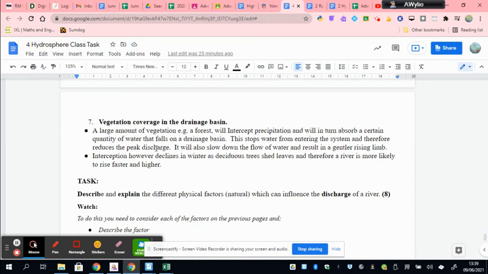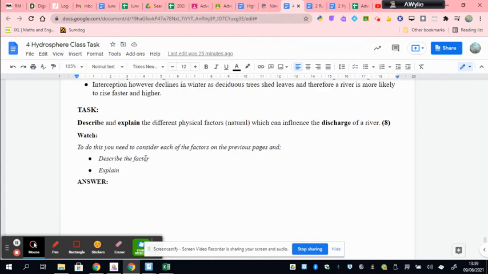Now you can have a quick little read of that or just continue to follow my lesson, because what we're going to be doing is answering this exam question. And as I go through each idea, you are going to want to describe the idea. So describe the physical factor which influences the discharge of the river, and then explain, which is the second part of this question, how it is influencing the discharge of the river. So what role is it playing in causing the river to rise? Okay, and type your answer into this space here.